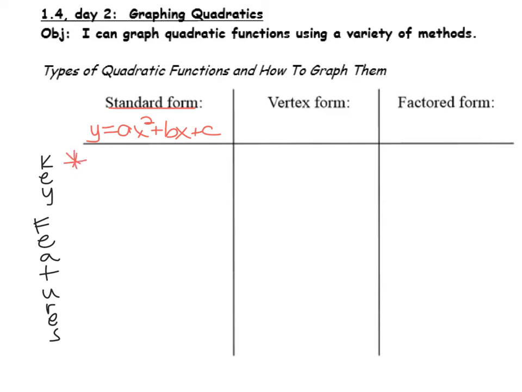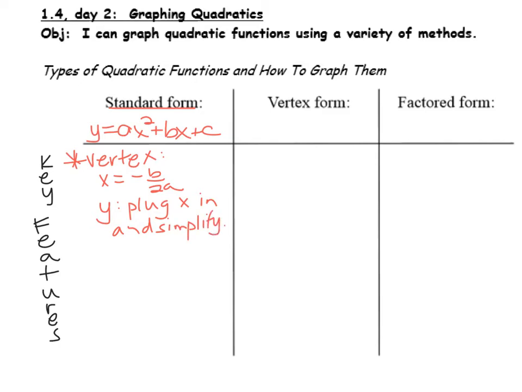In standard form, to get the vertex, we just follow a formula definition. X equals negative b over 2a. Using the coefficients from the equation, that will give you the x-coordinate of the vertex. To get the y value, you just plug x into the equation and simplify. That ordered pair will be your vertex. And that's the most amount of work. The rest of it should be pretty easy.